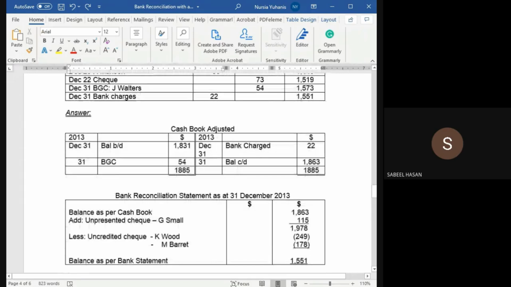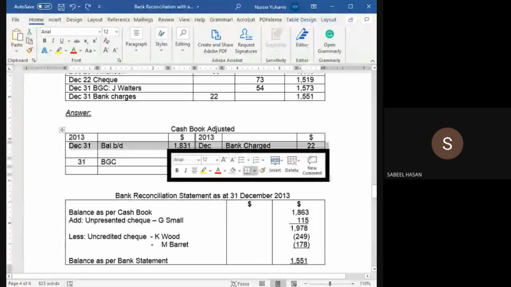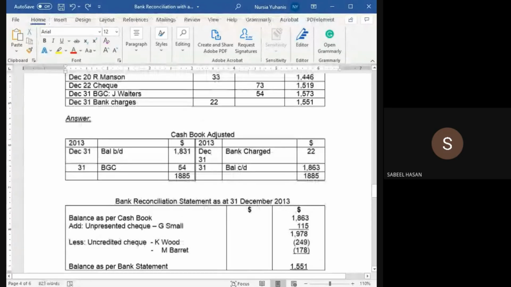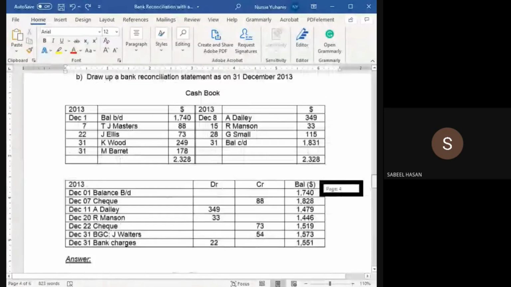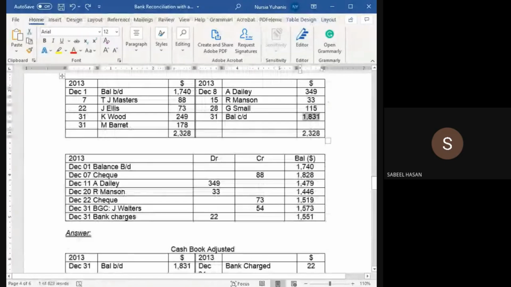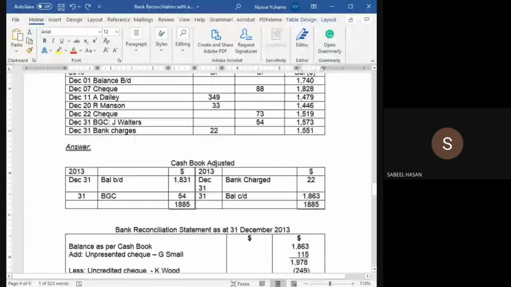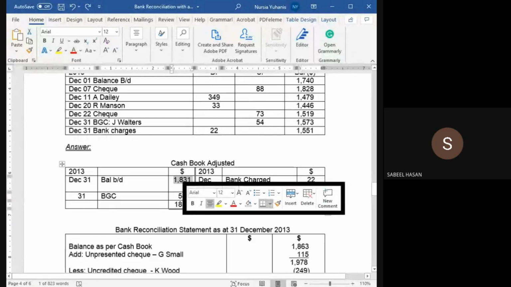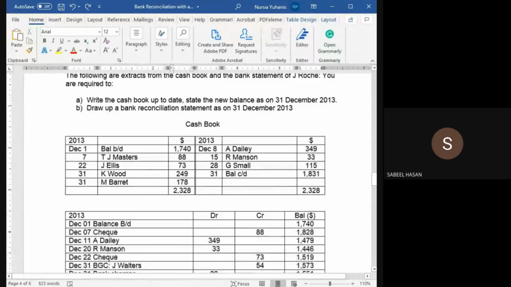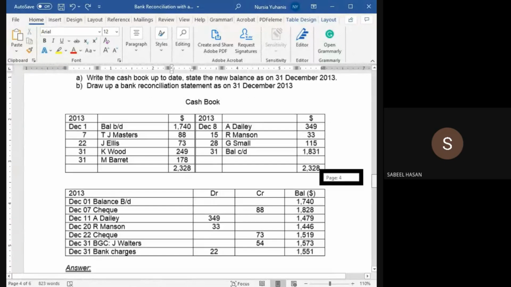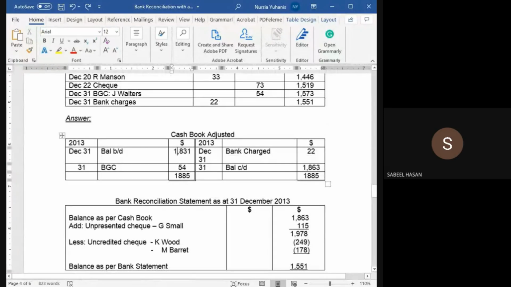Here you have the adjusted cash book. This is the new balance, and this one is the original balance, 1831. This is the balance CD from the original cash book. So you start here with balance BD. Your balance CD will become your balance BD. This is balance CD, right? 1831, and you prepare the adjusted. You start with balance CD, but the name here is balance BD.